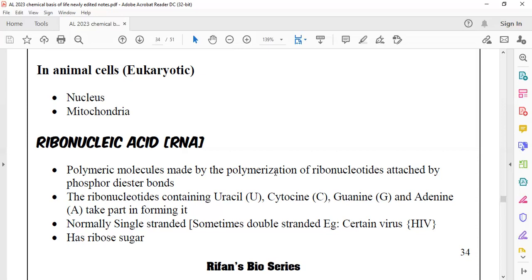RNA is normally single stranded. That means no double. You know the meaning for the word double, right? Two strands. No, no. It is normally single stranded. But there are options. Sometimes in certain viruses, it can be a double-stranded RNA. It has ribose sugar. DNA has deoxyribose sugar.